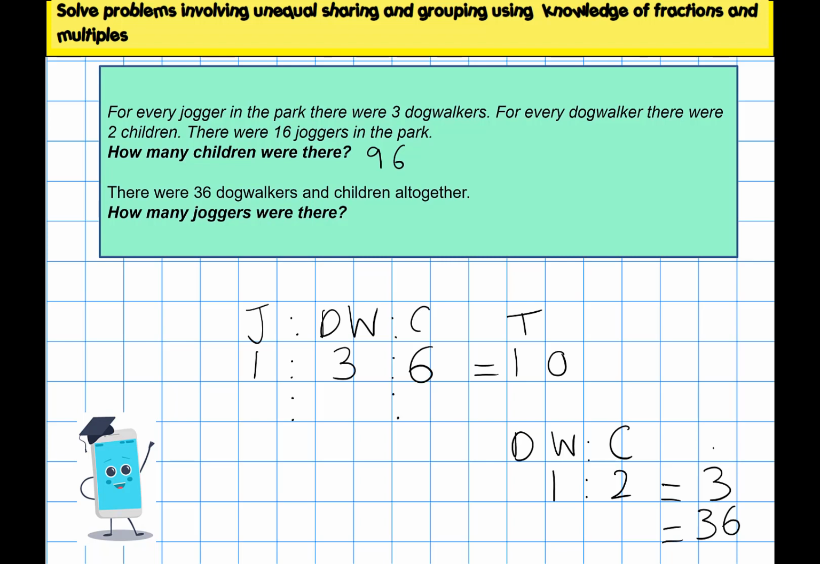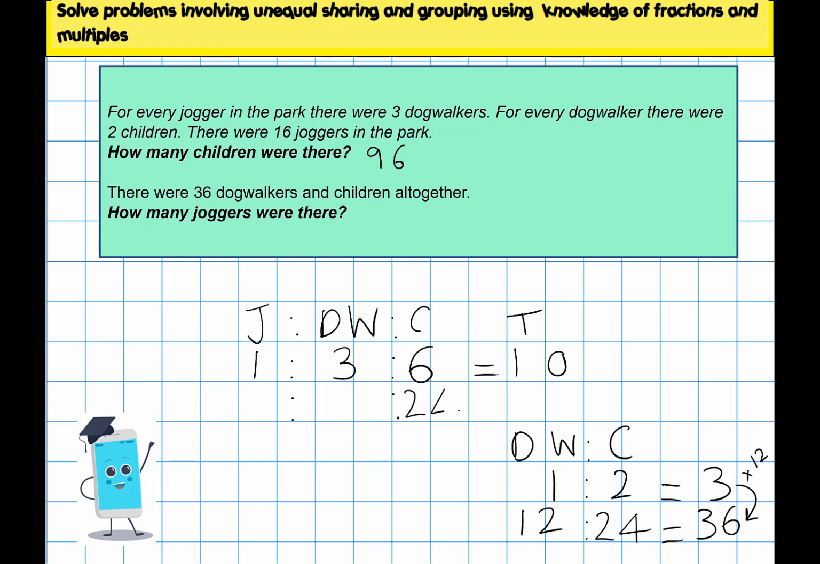There were 36 dog walkers and children altogether. 36. I can use this to find my scale factor. How many times does 3 fit into 36? Well, it fits in 12. So if I multiply dog walkers by 12, I have 12. And if I multiply children by 12, I have 24. So now I have the information to put here.